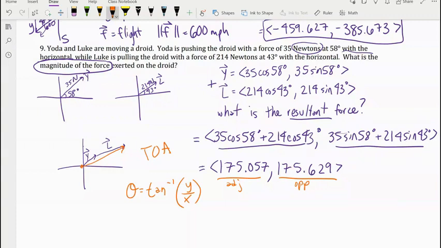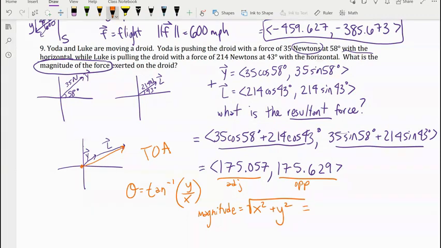Okay, well, what is the magnitude of the resultant force? Okay, so the magnitude, what is the resultant force? What is the total force? I spelled magnitude wrong. That's going to be the square root of x squared plus y squared.